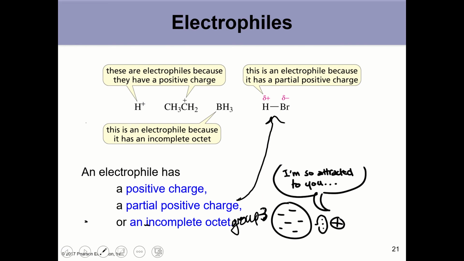All reactions can be attributed to electrostatic attraction, the attraction of a positive to a negative, the attraction of an electron to a positive charge. So, why do bonds form? Because electrons are so attracted to that cation or that positive charge.